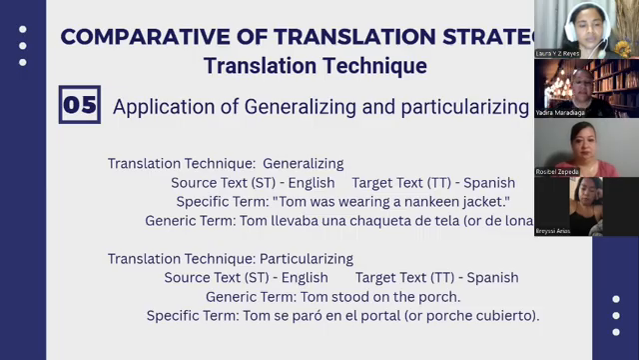In the other example, Tom stood in the porch, translated as Tom se paró en el portal. The English word porch is a generic term that can refer to several types of covered structures, including the one intended by Twain. A translator might use particularization to choose portal, making the description more accurate and evocative for the Spanish reader.